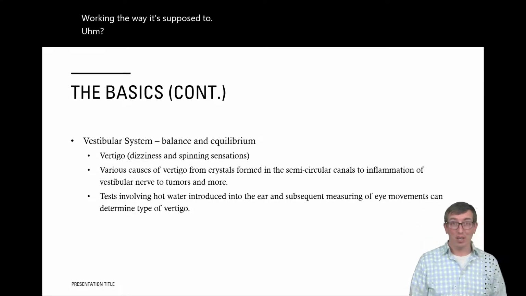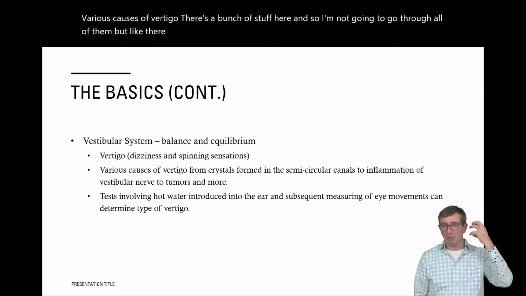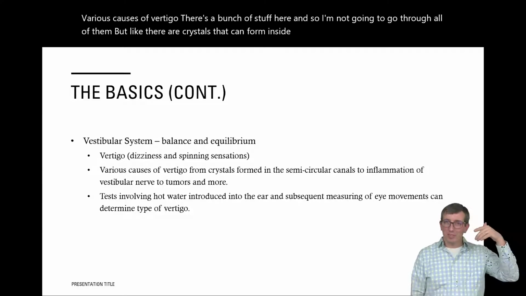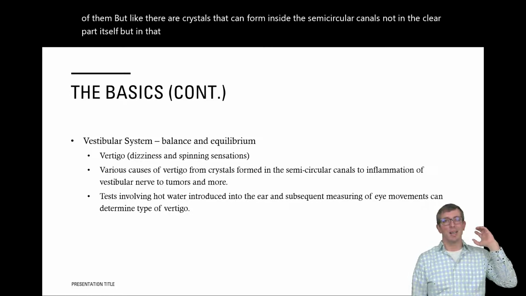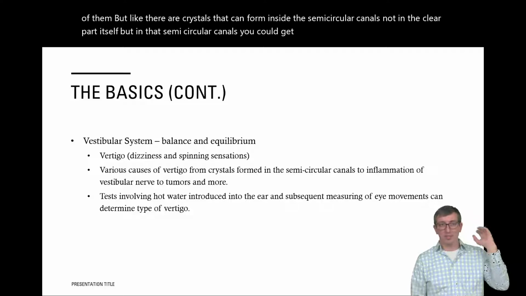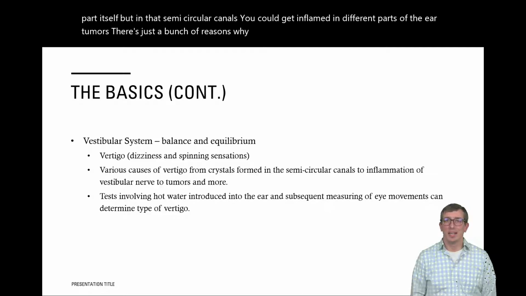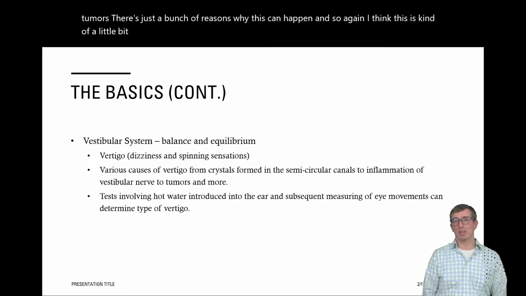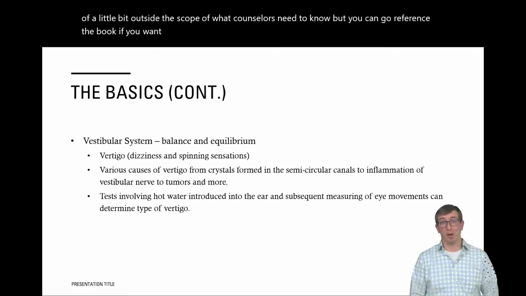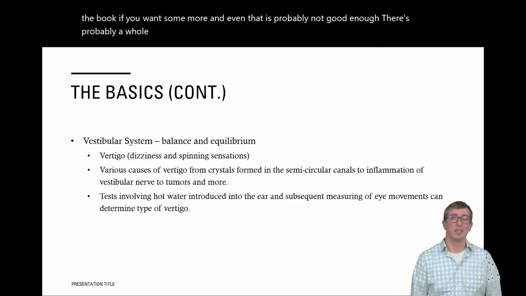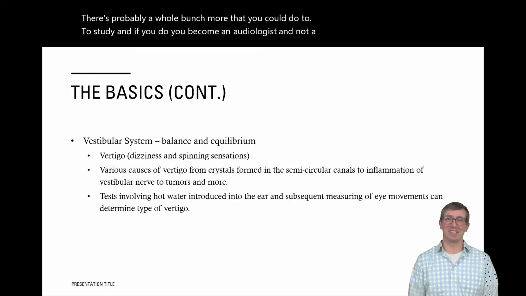Various causes of vertigo. There's a bunch of stuff here, and I'm not going to go through all of them, but there are crystals that can form inside the semicircular canals, not in the cochlear part itself. You could get inflamed in different parts of the ear. Tumors. There's just a bunch of reasons why this can happen, and I think this is a little bit outside the scope of what counselors need to know, but you can reference the book if you want more, and even that is probably not enough. There's a whole bunch more you could study, and if you do, you'd become an audiologist and not a counselor, so I'm just going to leave it at that.